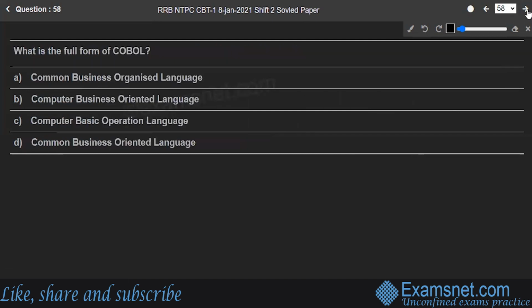What is the full form of COBOL? This question is very important because it has been asked in one of the previous question papers as well. COBOL stands for Common Business Organized Language, Common Business Oriented Language, Common Basic Operation Language, or Common Business Oriented Language. Well, it's Common Business Oriented Language. COBOL is a high-level programming language of computers.